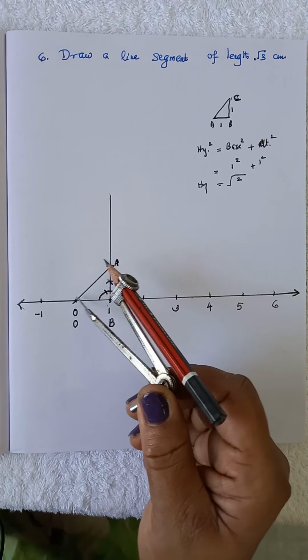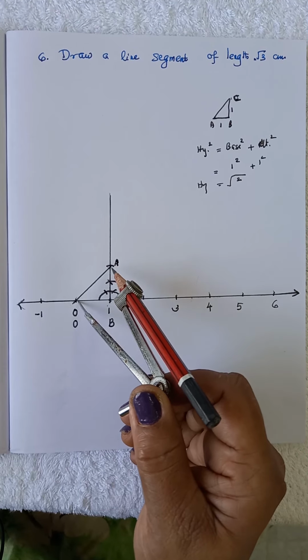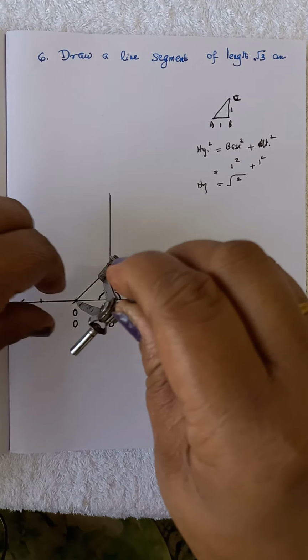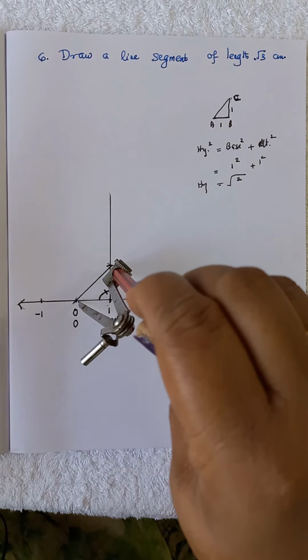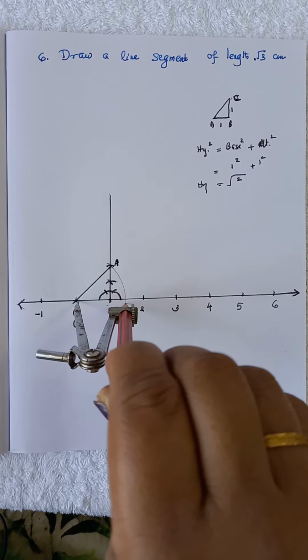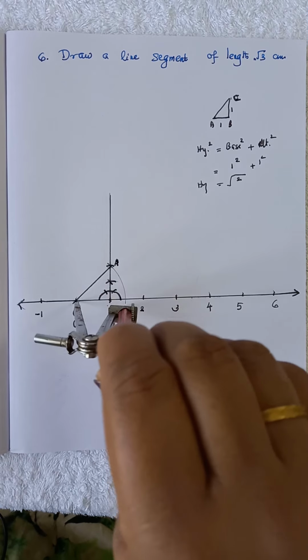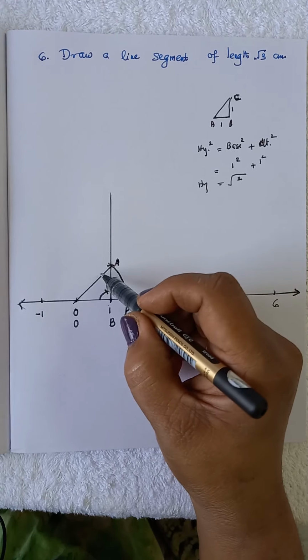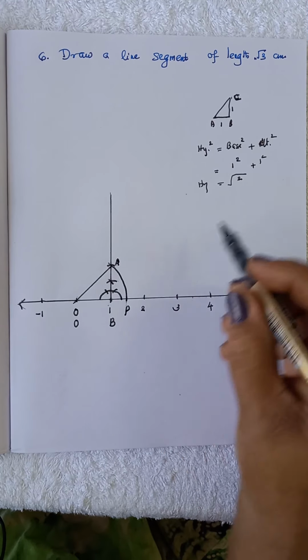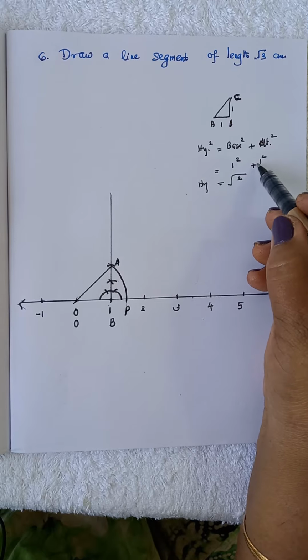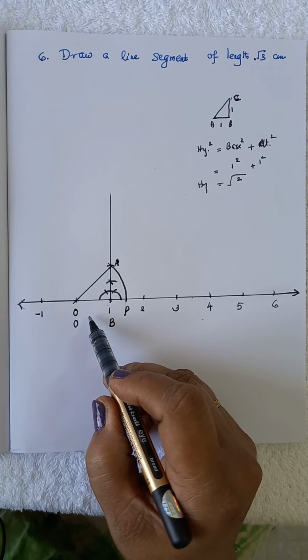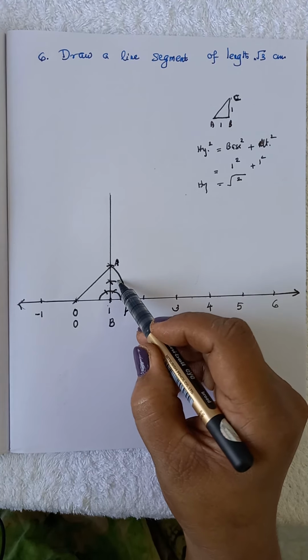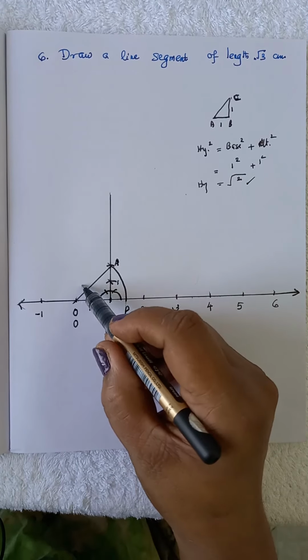Now in the compass take this length O to A, this is OA, and draw it down so that this arc meets the number line here. I am marking this as P. What is this length OA? OA is like this, 1 square plus 1 square. This is base 1 unit, this also 1 unit. So this is root 2.